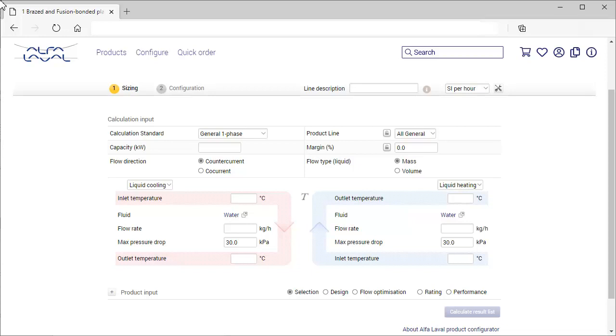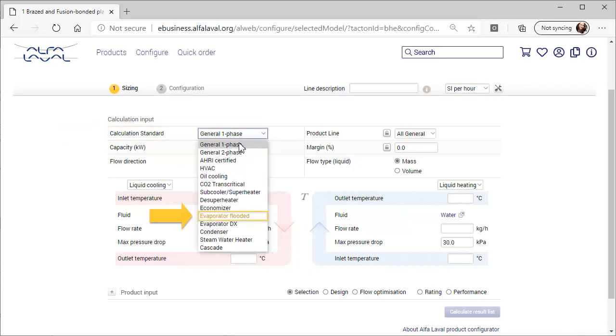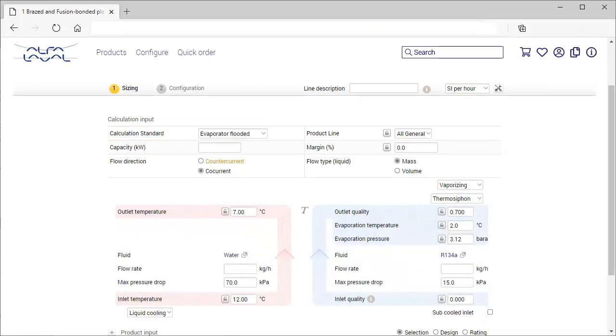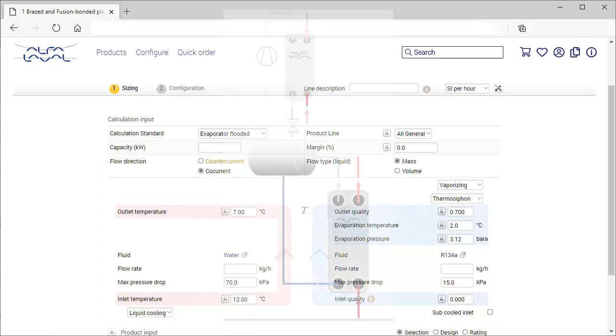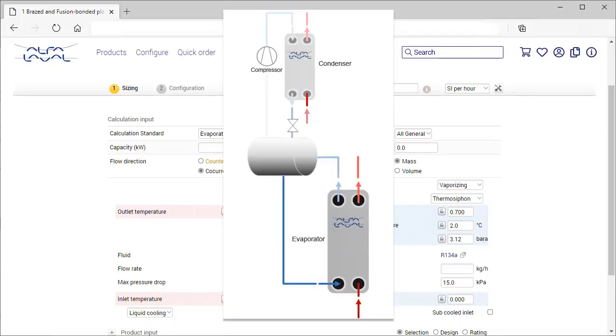To calculate a flooded evaporator, open the dedicated calculation standard called evaporator flooded. This calculation standard has preset values for this application. The flooded evaporator system of thermosiphon type uses a tank keeping the refrigerant separated in gas and liquid.